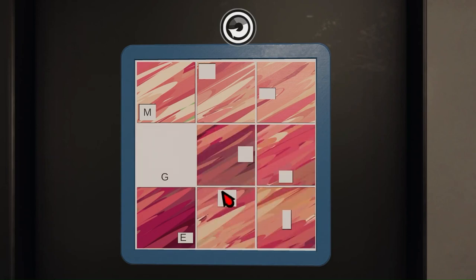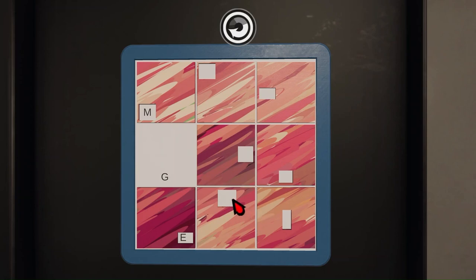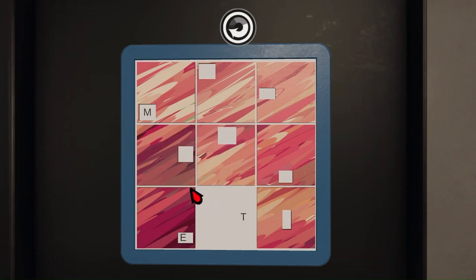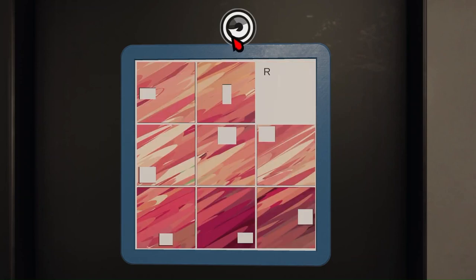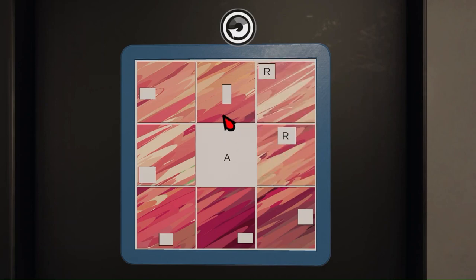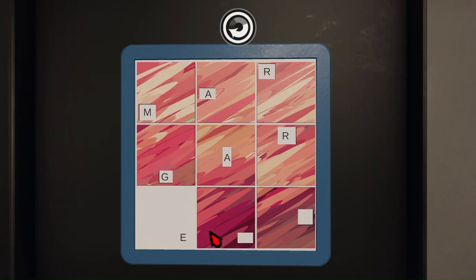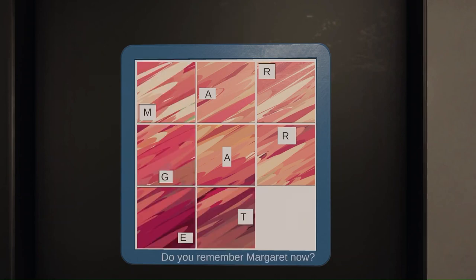I'm somehow just winging this, by the way, I'll tell you that. This isn't gonna be fun. Oh, that's actually ridiculously simple.